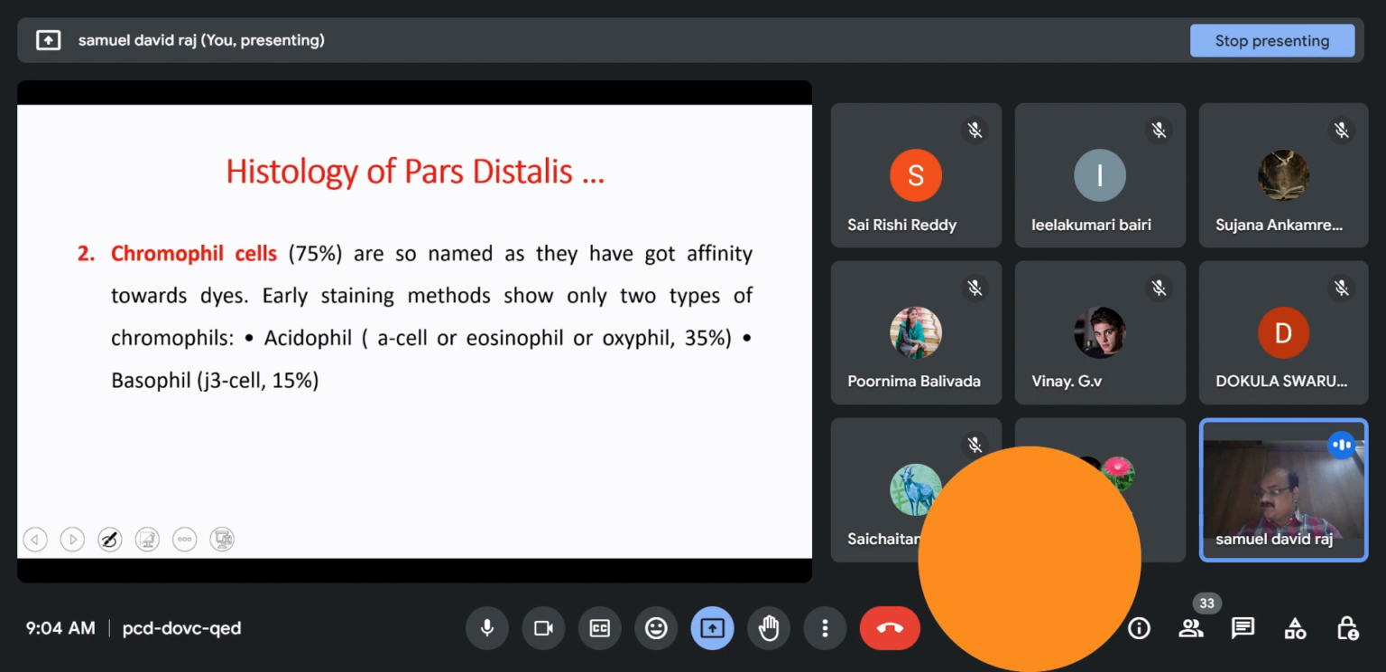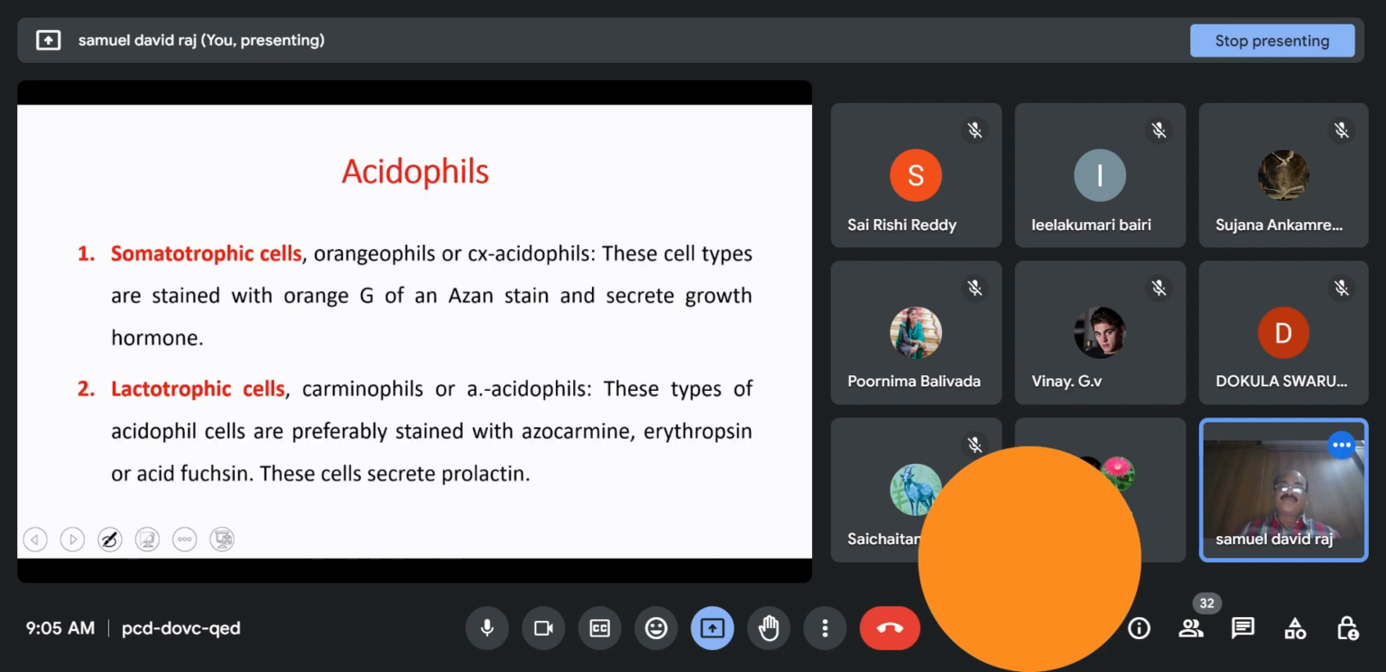Acidophil is also called A cell, eosinophil cell, or oxyphil cell, which constitutes 35%, and basophil is also called J3 cell, which constitutes 15%. These are the cells which are having secretory granules. And coming to the acidophils, the acidophils are again divided into two types.